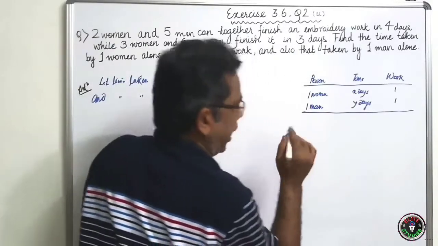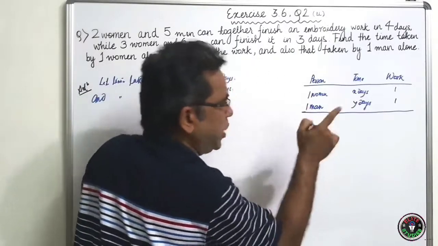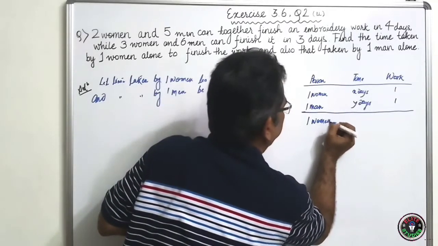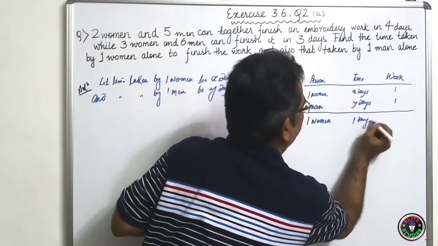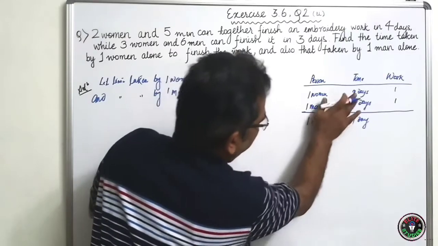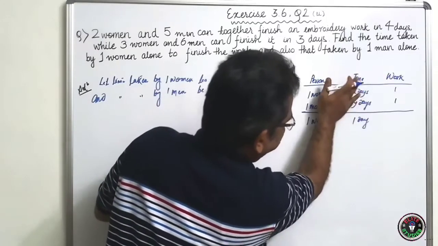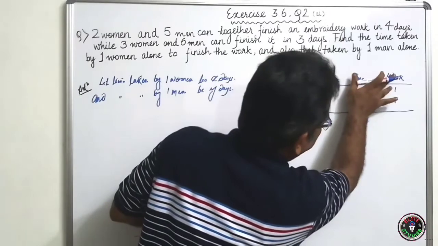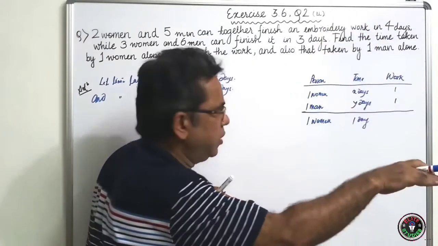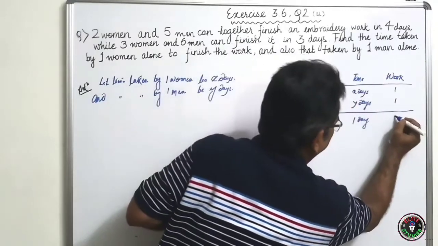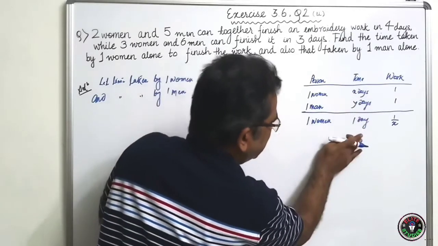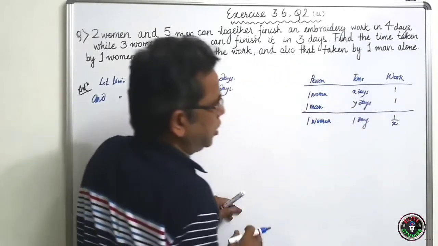So here I told you earlier that you have to find out how much work one woman will do in one day. Now the number of women is the same, 1, but you have decreased the number of days. Suppose in 5 days she completes the work. So in one day she will do 1 by 5th of the work. It will be lesser work. So here it will be 1 by X. Since the number of days has decreased, the work is also decreased.